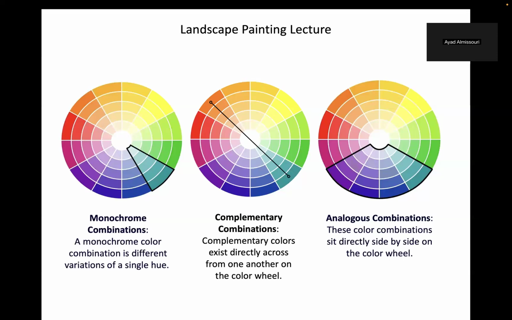Now, finally, analogous color combinations are color combinations set directly side by side on the color wheel. This gives us a few options. I would always recommend trying to stick to four colors max. You don't want to go beyond that because it gets a little too muddy. So, for example, here we have the blue green, the blue, the purple blue or purple violet, and then the violet. All of these are close to each other on the color wheel. You can switch it up, and I want everybody to experiment to see what color combinations you would like to do for your preliminary paintings.